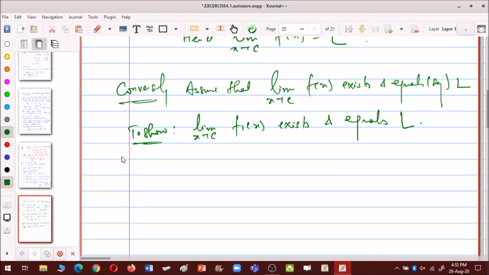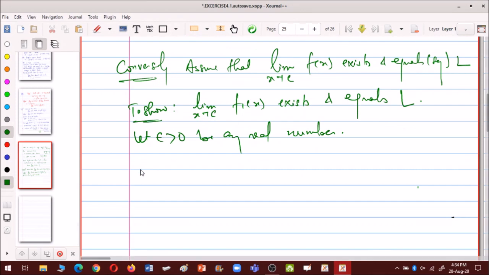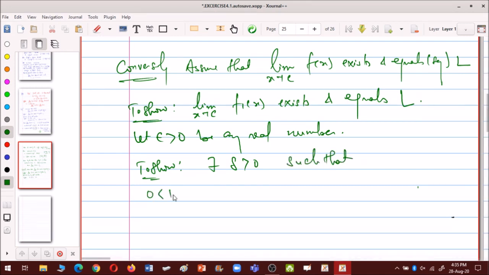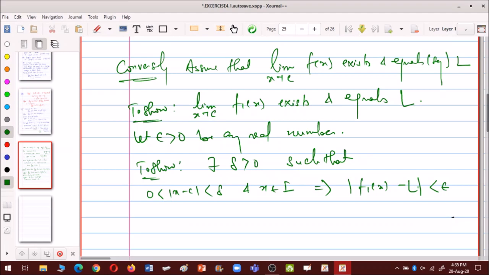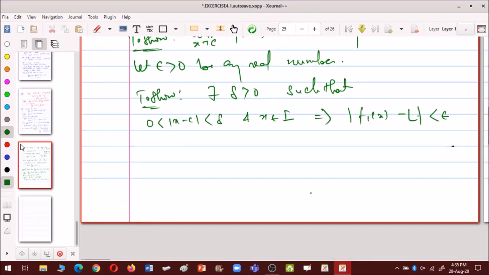So for this, what we will do, we will take let epsilon greater than 0 be any real number. So we have to show there exists delta greater than 0 such that 0 < |x minus c| < delta and x belonging to I implies |f1(x) minus L| < epsilon. So this is what we have to show. So let us start now.